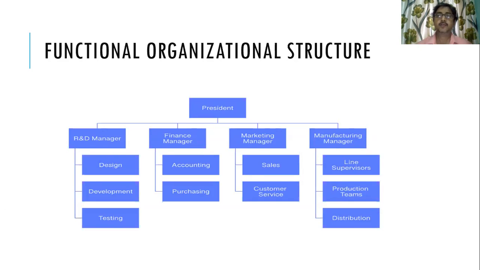R&D manager will have under him the design executives, development executives, and testing executives. Finance manager, accounting executives and processing executives. Marketing manager, sales executives and customer service executives. And for manufacturing manager, line supervisors, production team, and the other distribution of the workers. So this is basically the structure, and we can see that the distribution is being made according to the functions.